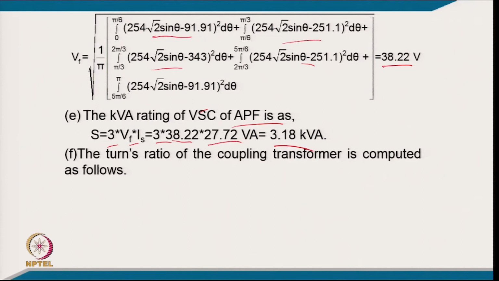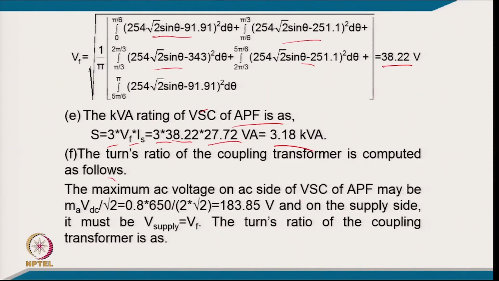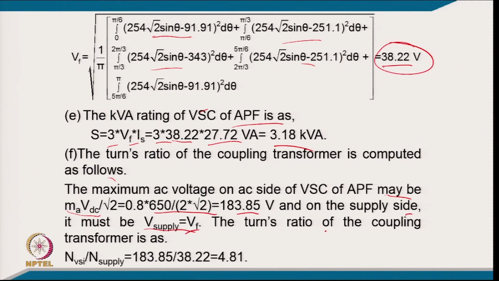And the turns ratio of the coupling transformer of the series active filter is as follows. The maximum AC voltage on the AC side of the voltage source converter of the active power filter may be MA VDC by root 2. So, it comes to 183.85, and on the supply side we have to inject only the voltage which is required by the series active filter. So, the turns ratio of the coupling transformer will be the inverter side turns to the supply side turns. So, by the voltage on both sides, it comes to 4.81.